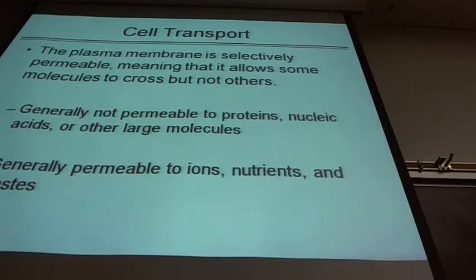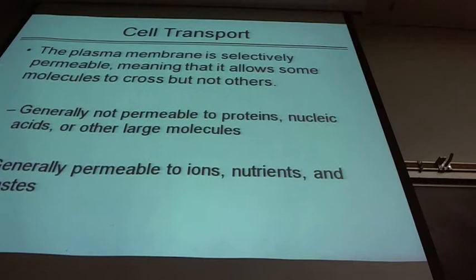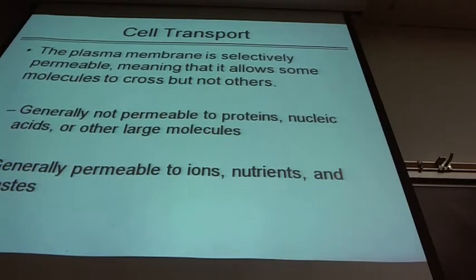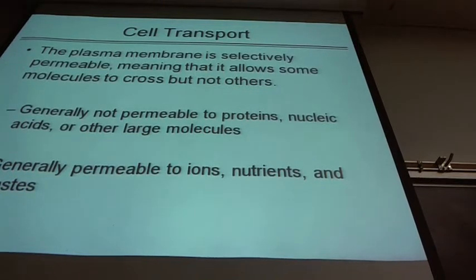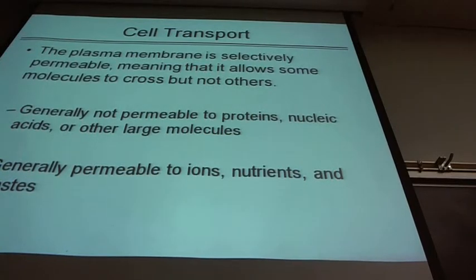Cell transport. We talked about transport through the plasma membrane. It's selectively permeable. When we looked at it, you had bulk transport, you had phagocytosis, endocytosis, and you release stuff through exocytosis. The plasma membrane is selectively permeable. It allows some things to cross. It does not allow proteins or nucleic acids to cross. It doesn't want to lose them. It needs them to stay alive and reproduce.